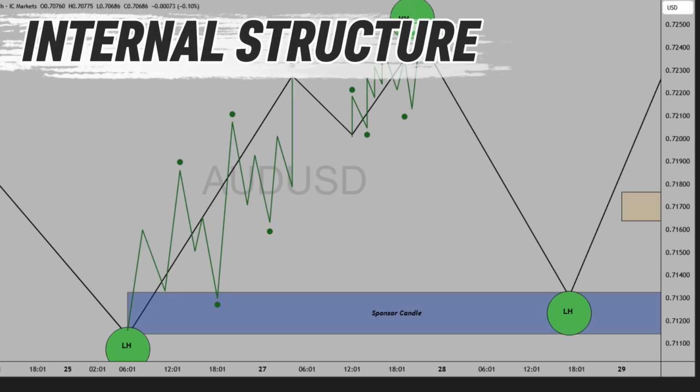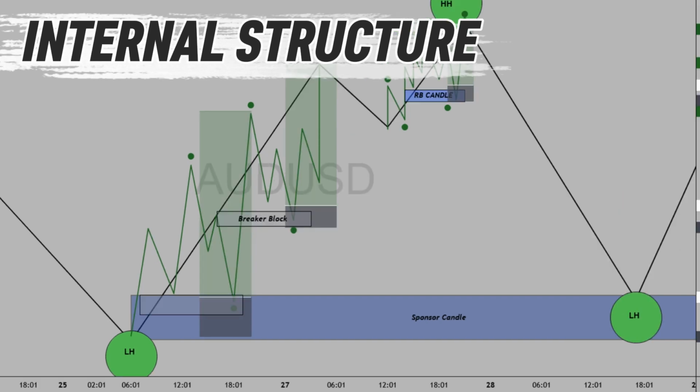Internal structure. These are the moves inside the major trend. The pullbacks, the consolidations, the ranges within the trend. This is where entries happen. The important structure for confirmation for traders. This is where most traders get chopped up. They know the direction, but they don't understand the internal.